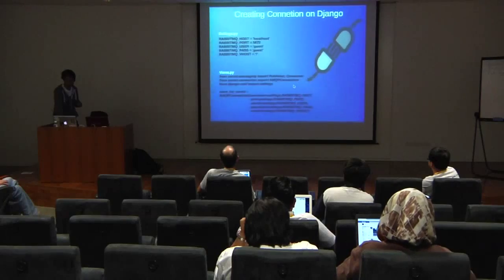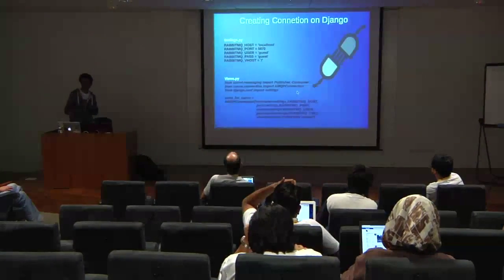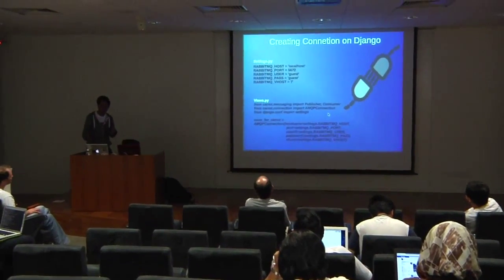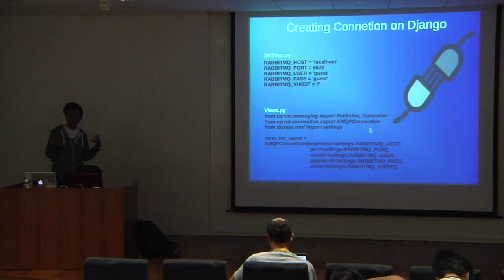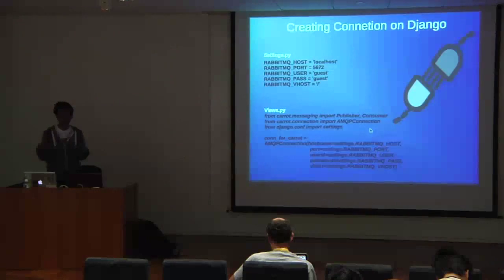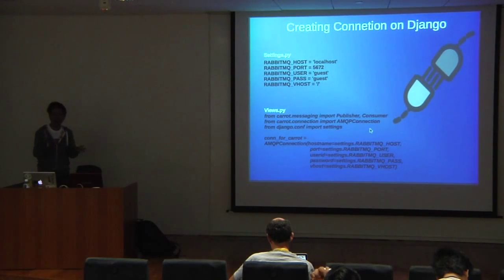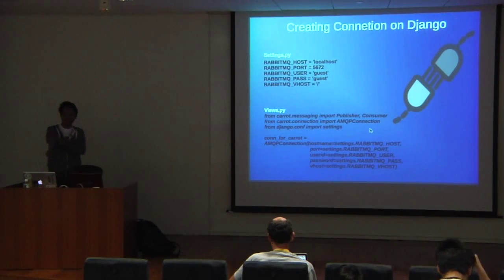First, in my implementation, the settings look like this: host, port, user, and password for RabbitMQ, which I put in settings.py. From views, I call the RabbitMQ settings from settings.py, like from django.conf import settings. Then I make a variable for the connection to RabbitMQ, with the host name from the RabbitMQ host setting. I set localhost.